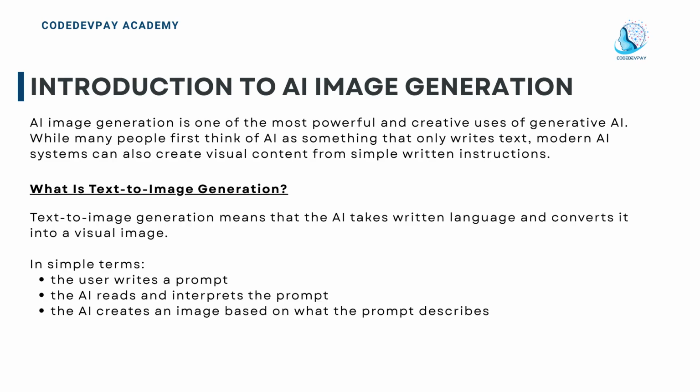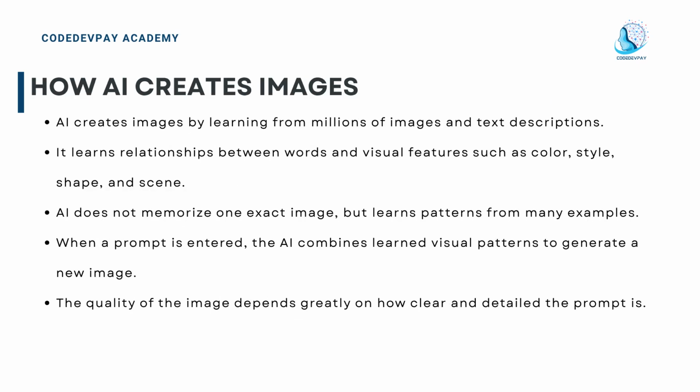Now let's look at how AI creates images. The generation works through models trained on millions of images and descriptions. During the training, the model learns relationships between words, objects, colors, shapes, styles, scenes, textures, and visual arrangement. So instead of memorizing one exact image, AI learns patterns from many examples. Get it?